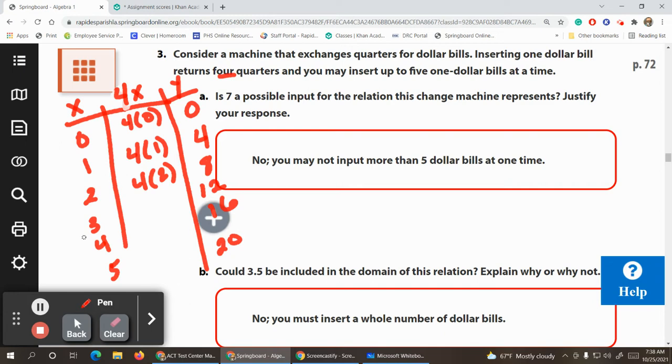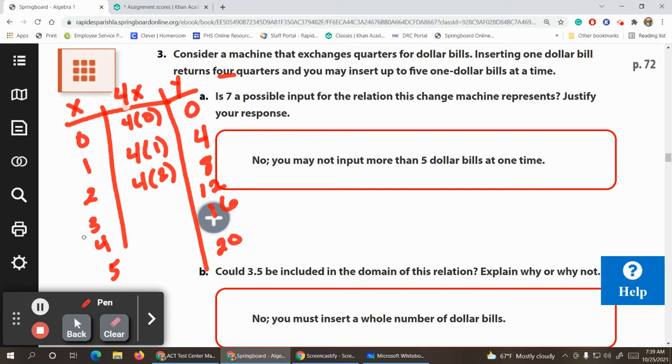What about 3.5? Can 3.5 be in the domain? Well, if we're talking about dollars, what's 0.5? Yeah, the 0.5 is a half dollar, right? It's 2 quarters. All right, it's not a dollar bill. Am I going to put 2 quarters into a machine to get quarters out? No, that's dumb. Okay, and so can 3.5 be an input?